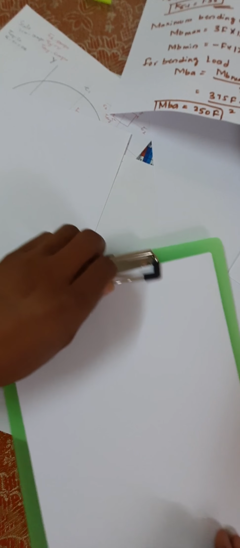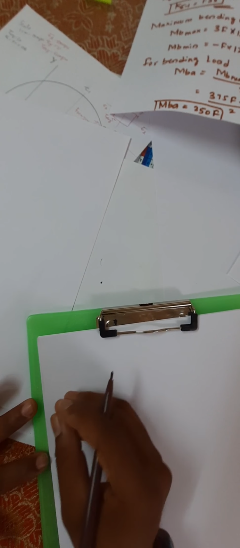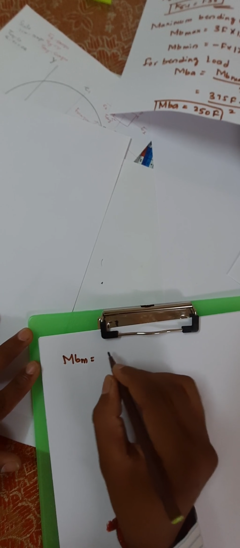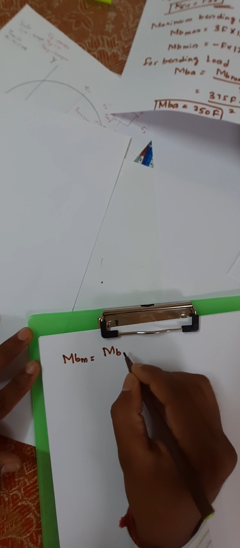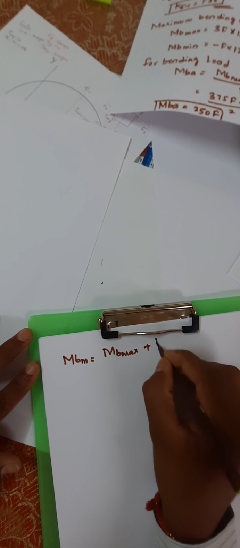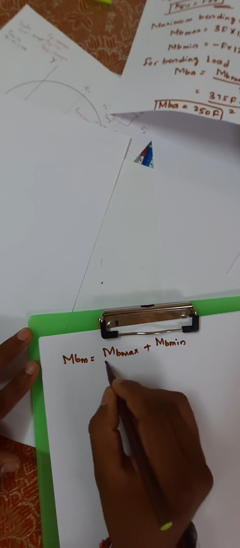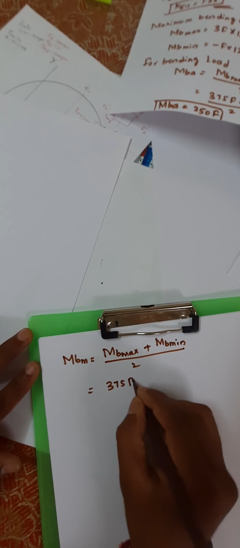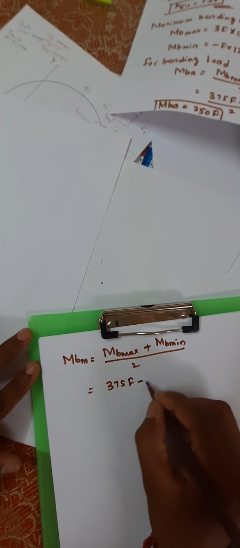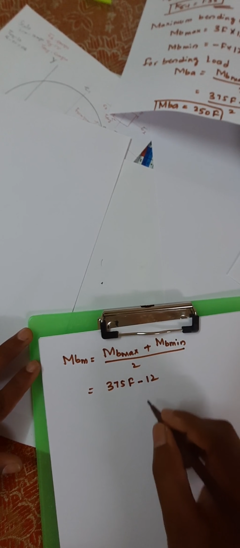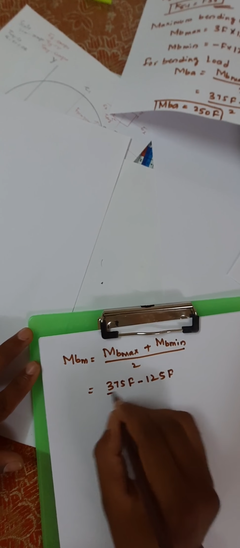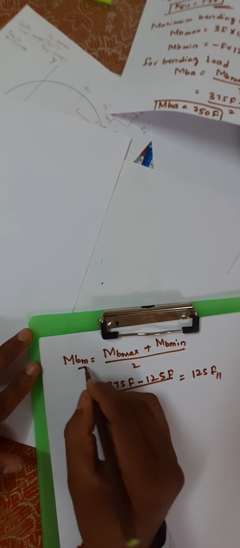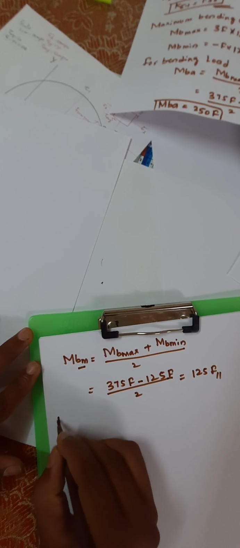Same way we need to find out MBM, the mean moment, which is equal to MB max plus MB minimum divided by 2. Here, if you substitute 375 F plus minus 125 F divided by 2, we will get 125 F. This is the MBM.